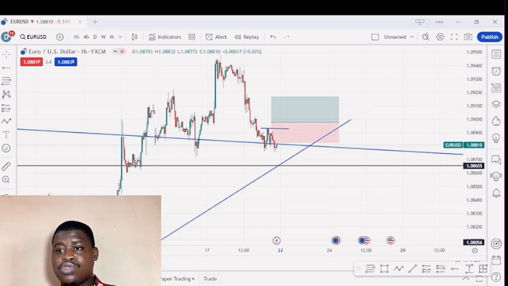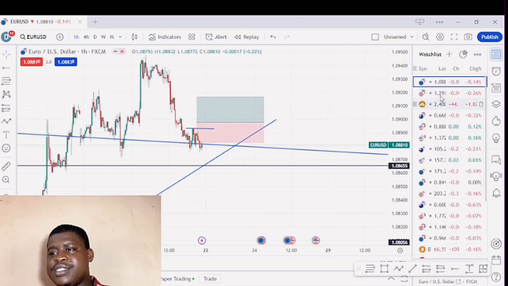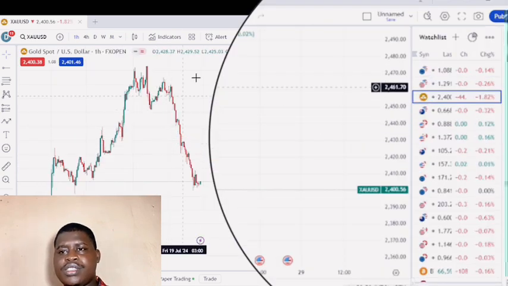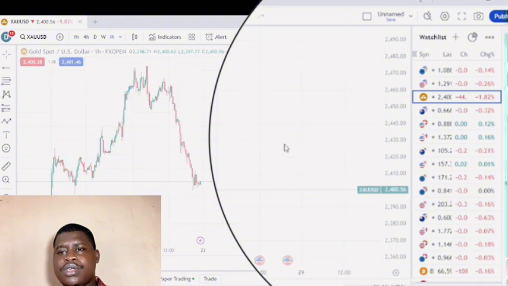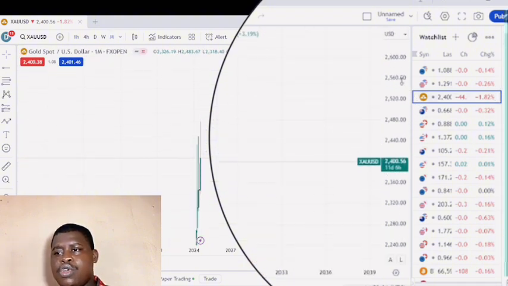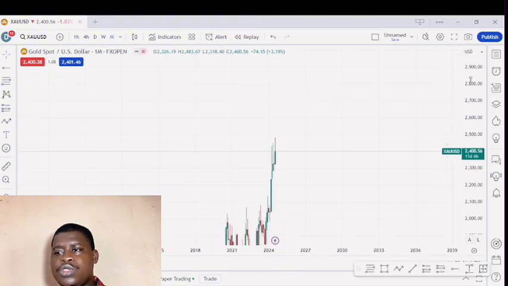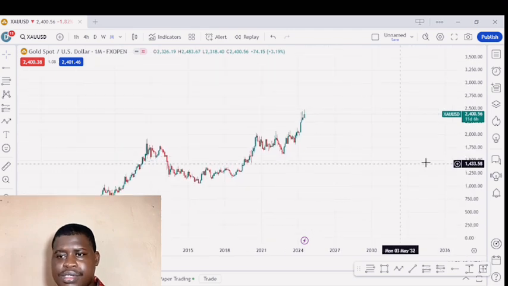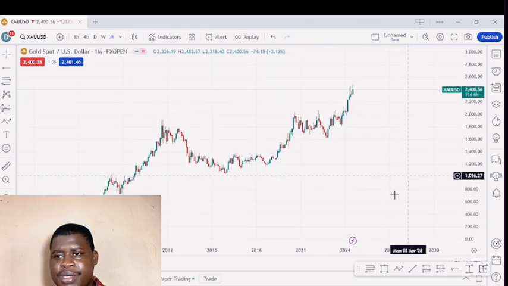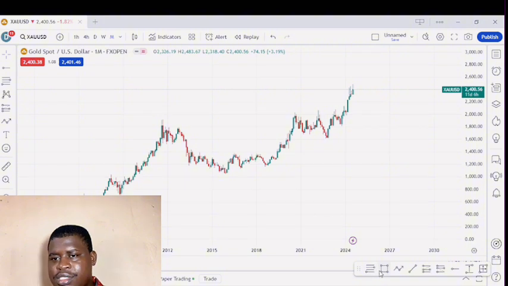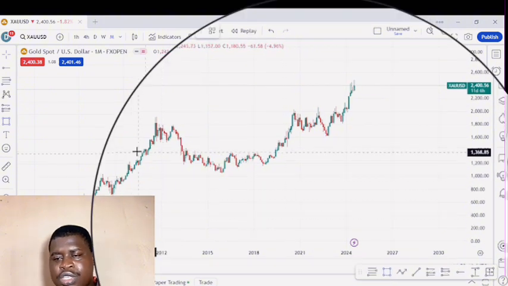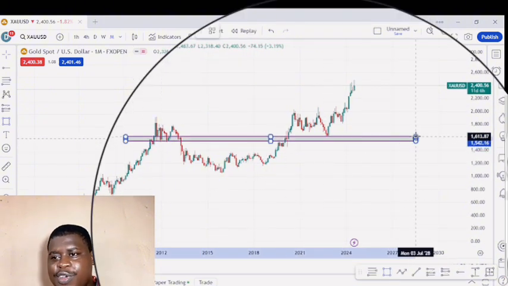So I'll be going to my next video with my next pair, which is Gold Spot USD. So the next pair I'll be analyzing today is Gold Spot USD. Gold, Mr. Volatility. The volatility of this pair is such that you can use it to get rich quick, and it is easy to blow your account.